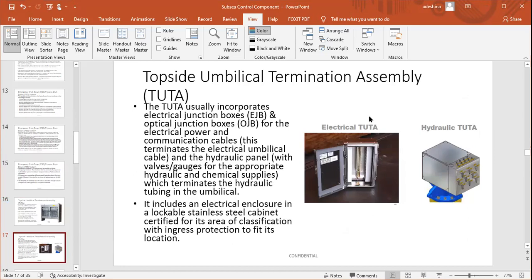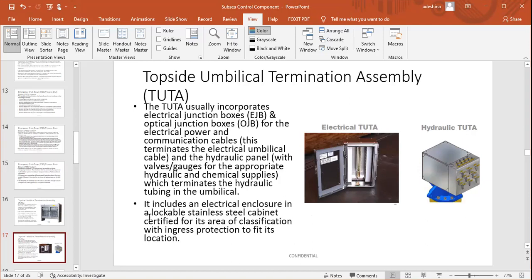So here we have our electrical tutor. Here we have our hydraulic tutor. And just from this picture, you will see the slim shape is coming where we have our jet tube. All right? So tutor has what we call the electrical junction box and the optical junction box for electrical power and communication cables. All right? So this terminates the electrical umbilical and the hydraulic panel with valves or gauges for appropriate hydraulic and chemical supplies. So this also includes an enclosure, which is stainless steel, like a protection for the constituents of the electrical and as well the hydraulic.